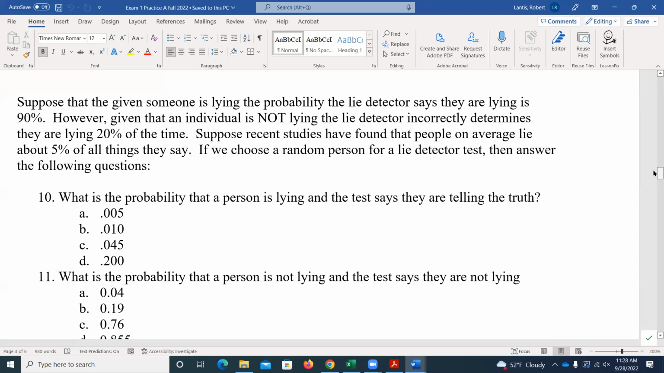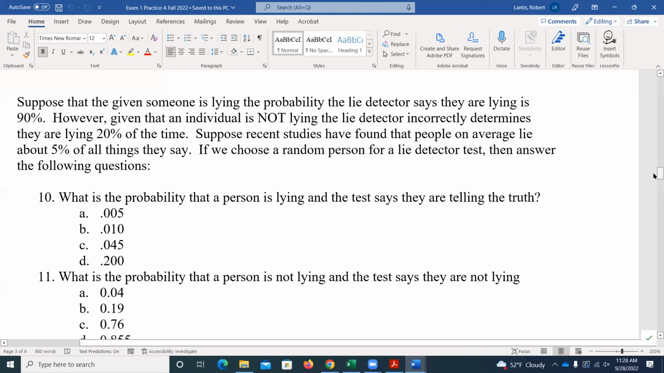Now, if the tree makes more sense, you can do it that way. I think this is a nice, easy way to do it as well. Now we've got everything we could ever need to answer some of these questions. It might have been a little bit overkill for some of these, but hopefully we'll use a lot of this. So the first thing is, what's the probability a person is lying and the test says they're telling the truth? So what's the probability that someone is lying?